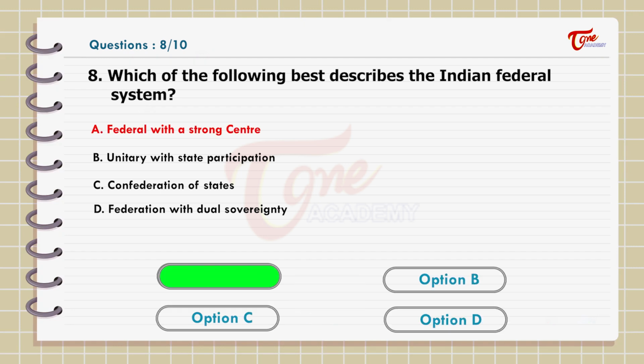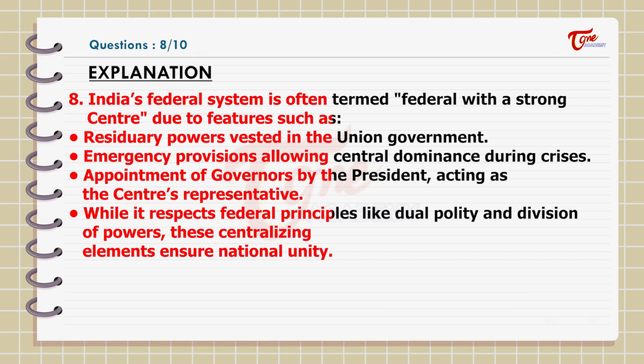Option A. The Indian federal system is often termed federal with a strong centre due to features such as residuary powers vested in the union government, emergency provisions allowing central dominance during crisis, and appointment of governors by the president acting as the centre's representatives. While it respects federal principles like dual polity and division of powers, these centralizing elements ensure national unity.